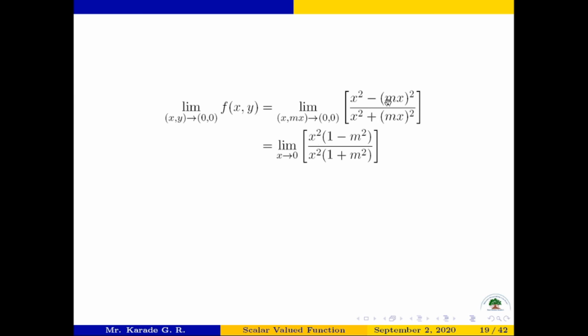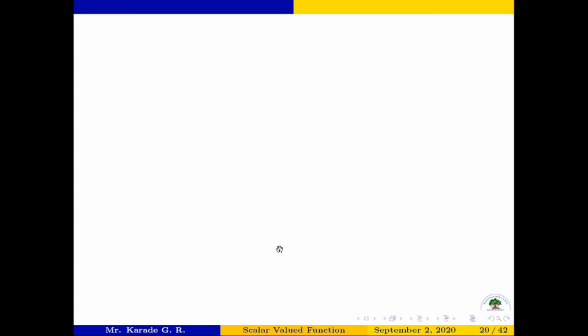Now x tends to 0. So take x square common from the numerator and from the denominator; x square will get cancelled, and what is left is 1 minus m square upon 1 plus m square as x tends to 0. But m is a constant, so the limit of a constant is that constant as it is. So 1 minus m square divided by 1 plus m square. Thus the limit of the function f of x comma y as x, y tends to 0, 0 is 1 minus m square divided by 1 plus m square.